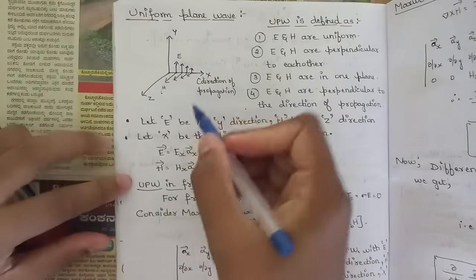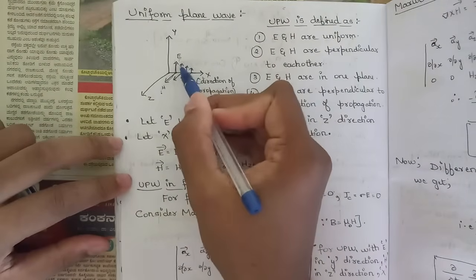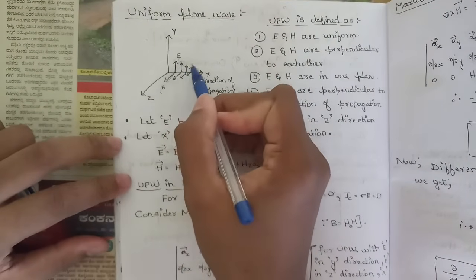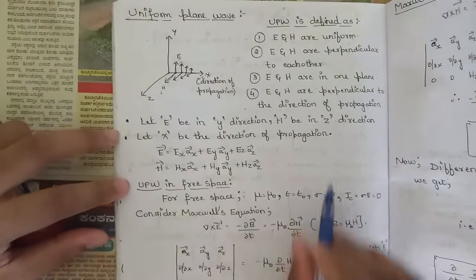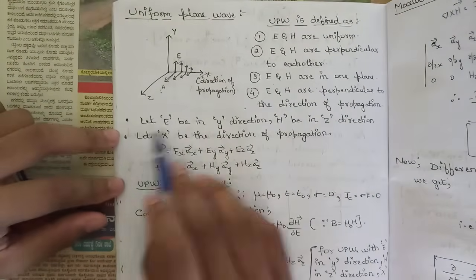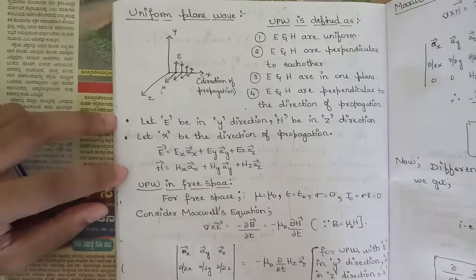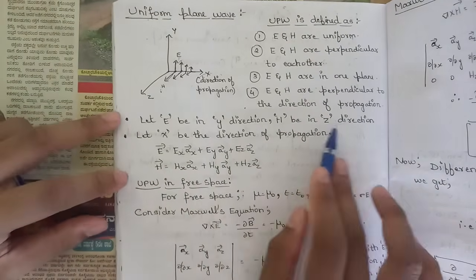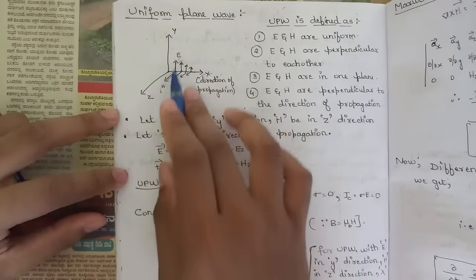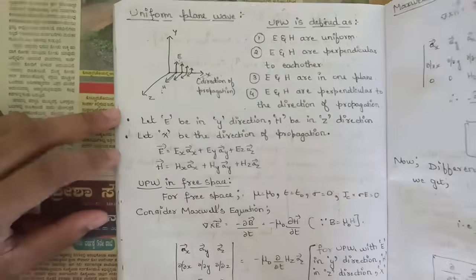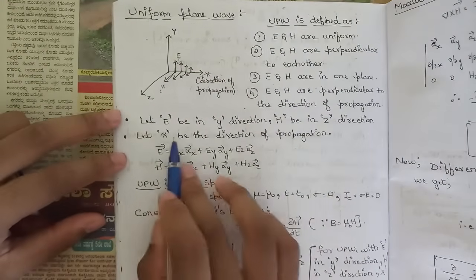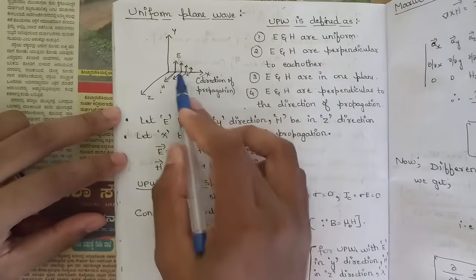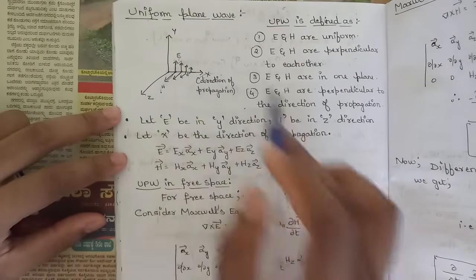In this figure you can see these are the directions of propagation, indicated by this arrow. So now let's see this concept of uniform plane wave. Let E be in y direction and H be in z direction. That is, electric field and magnetic field, let them be in y and z direction respectively. And let X be the direction of propagation. So this is the direction of propagation here, X.